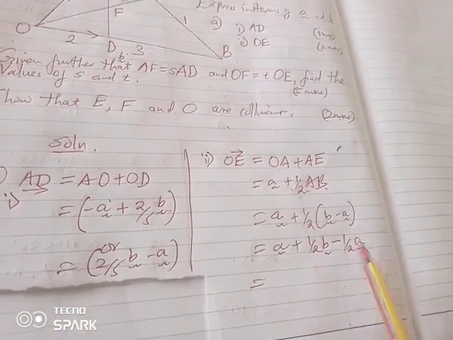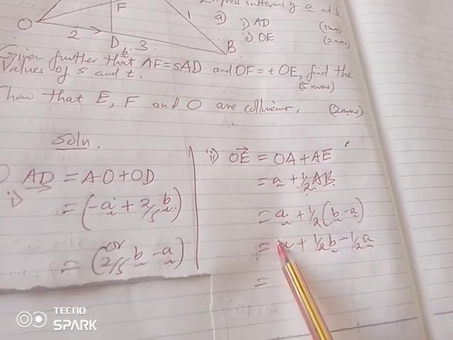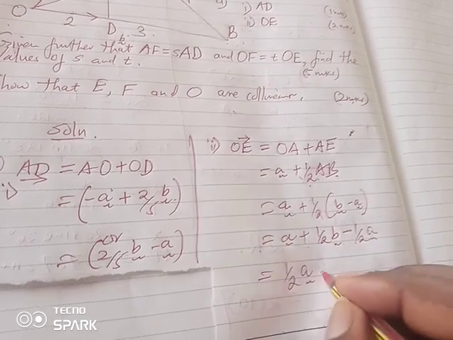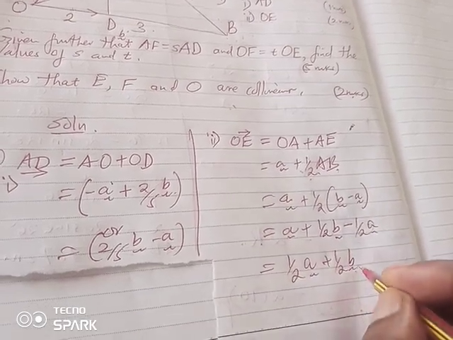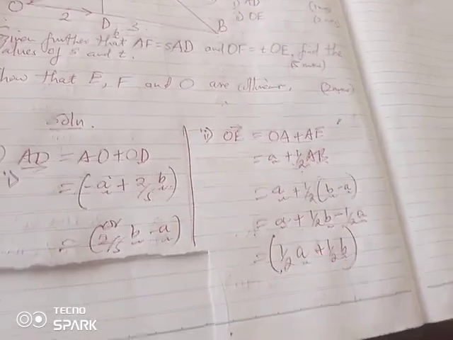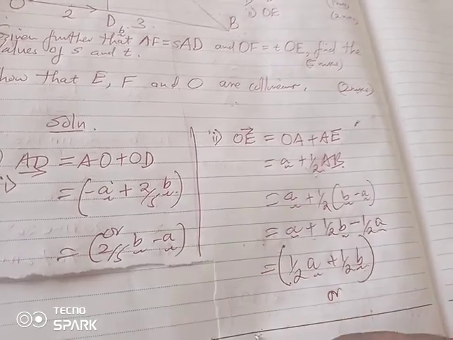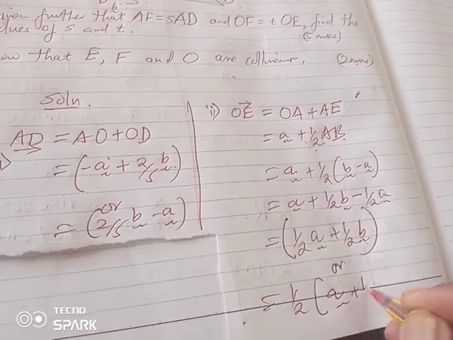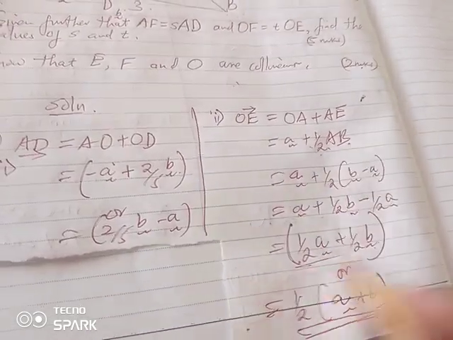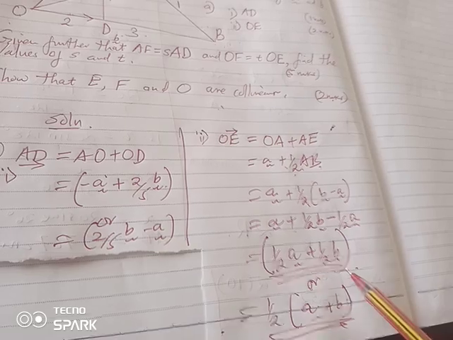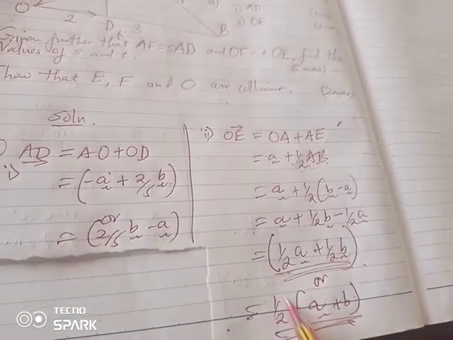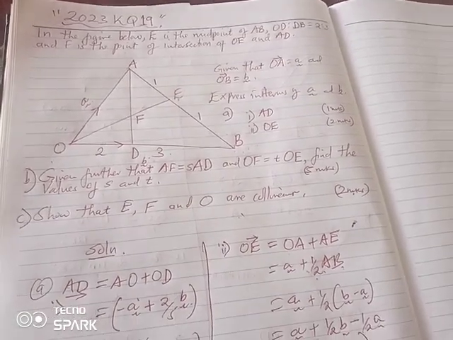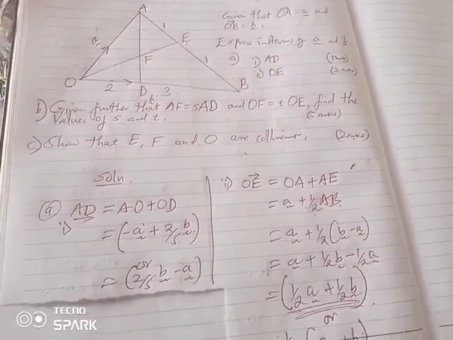Collecting the like terms, this is a full A minus a half, so I remain with half of A plus half of B. You can rest it there, or you can factor out half. Half is common, so half of A plus B. They're still the same, I've just factored out half. So up to there, I hope we are all okay and good to go.